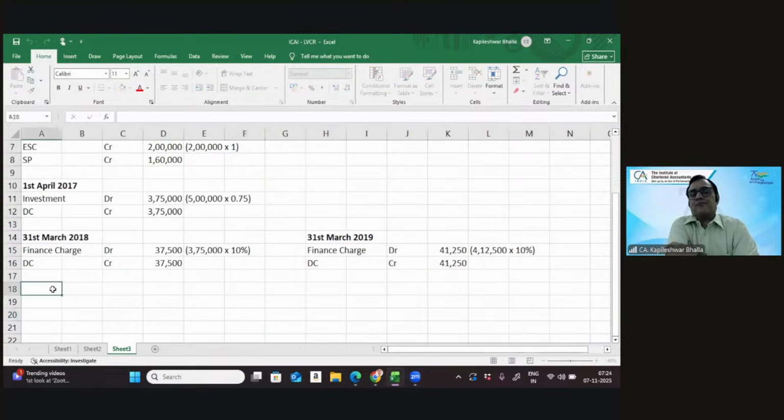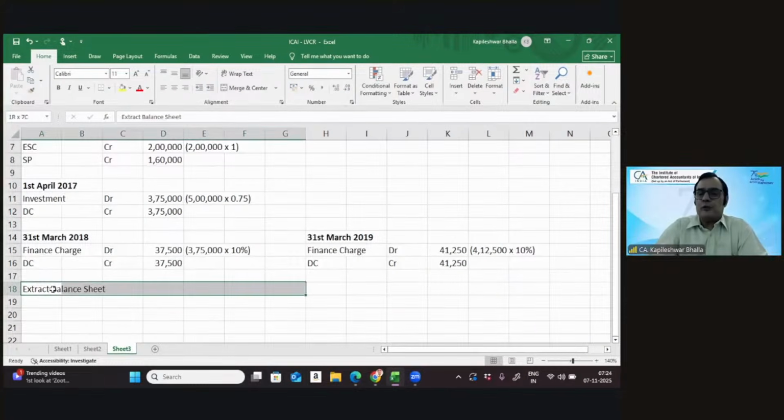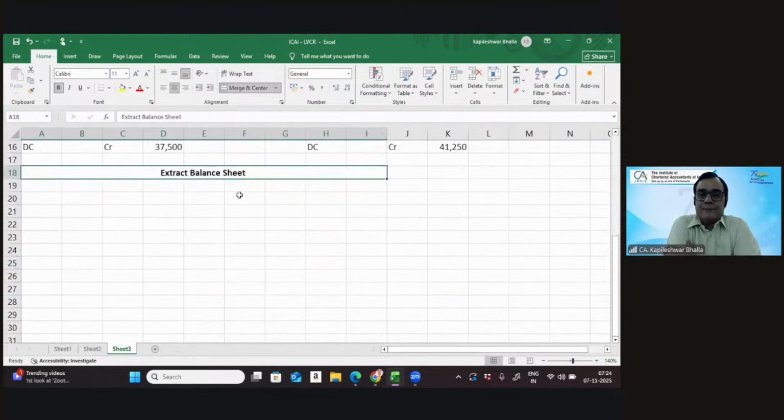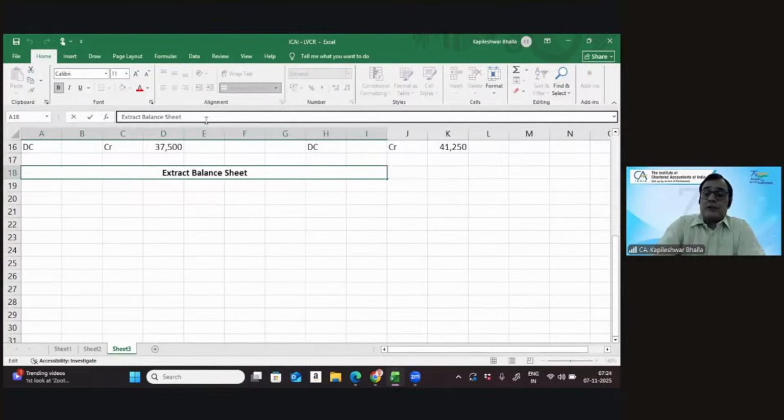Wonderful indeed. With all these entries done for the emission, we are ready to make an extract balance sheet. It's always a good idea that before you proceed with the question, if there are any omissions, make an extract balance sheet. It's going to be a wonderful idea. So we are making this extract balance sheet as far as A Limited is concerned.